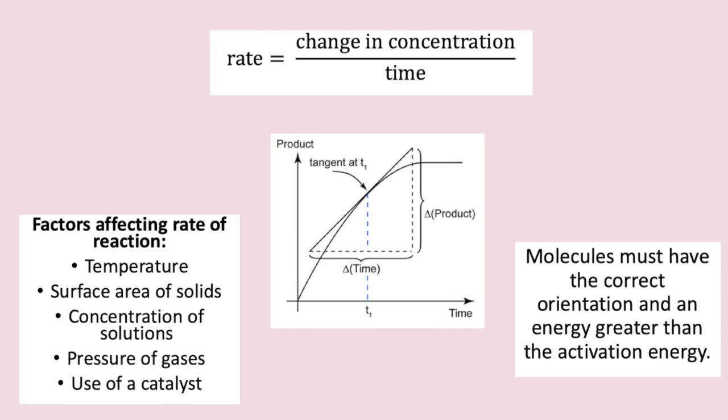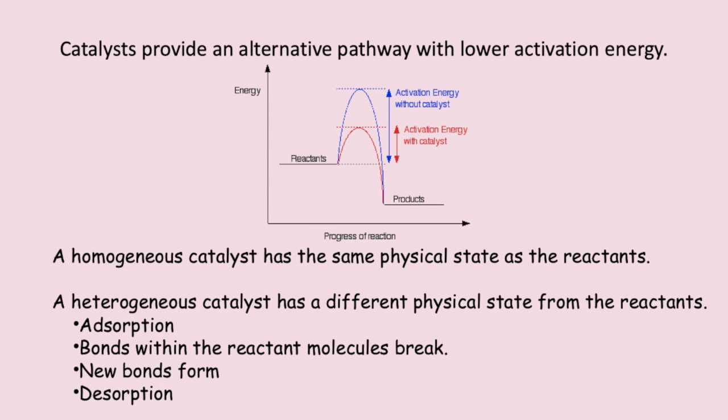For a reaction to occur, the particles must have the correct orientation and an energy greater than the activation energy. We can monitor the progress of a reaction by measuring the removal of a reactant, for example, the change in mass as a gas is lost, or following the formation of a product, for example, collecting the gas as a product. A catalyst is a substance that changes the rate of a chemical reaction without undergoing any permanent change.